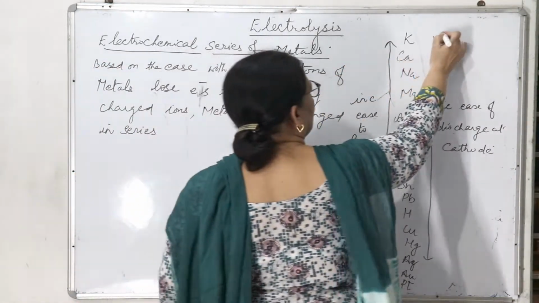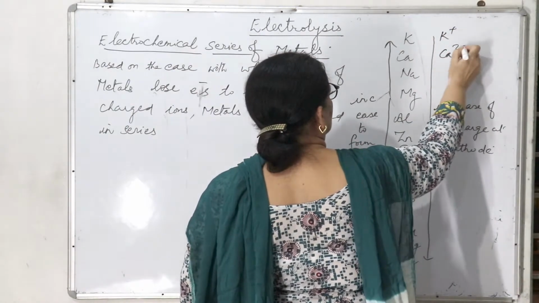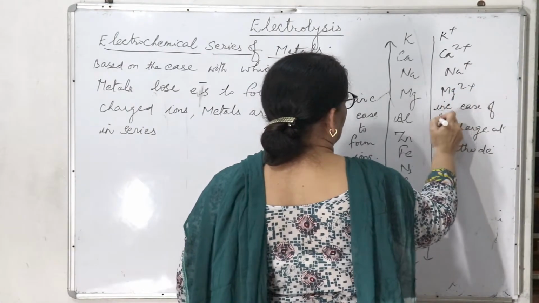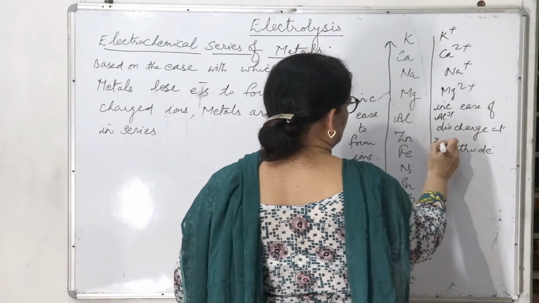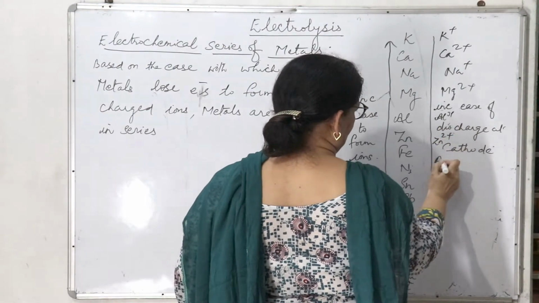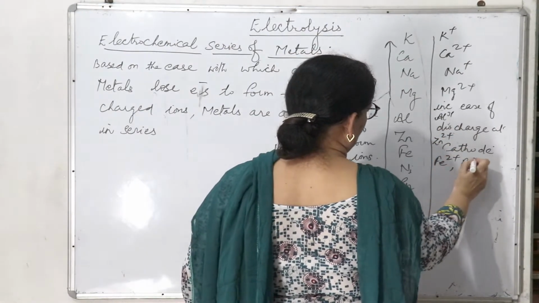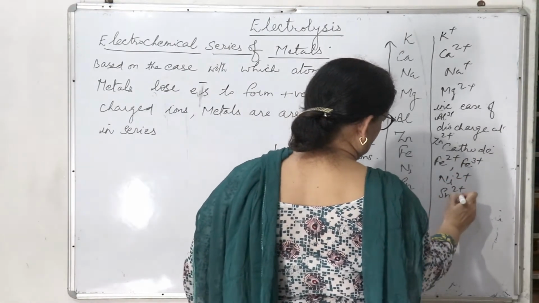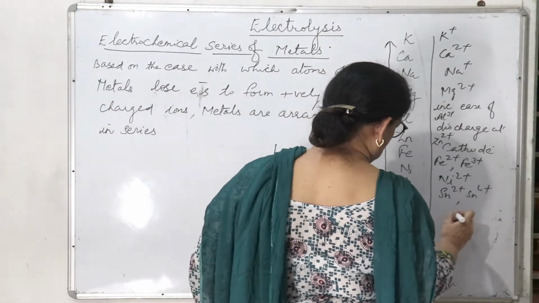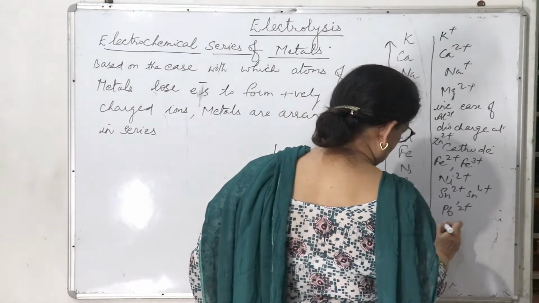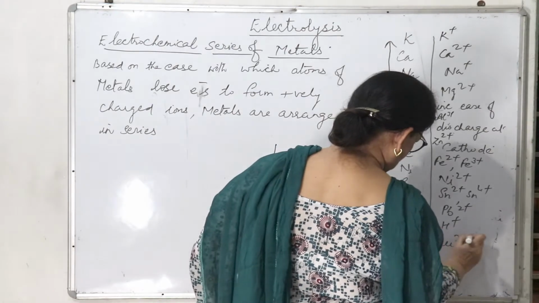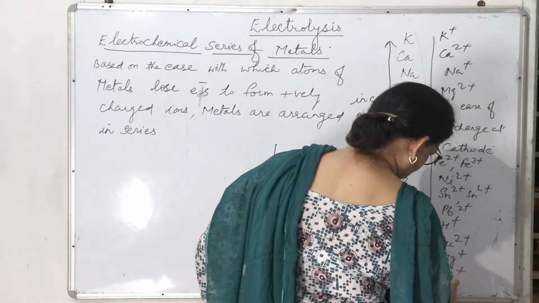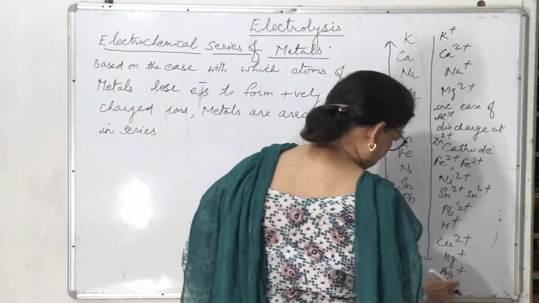Potassium can form the ion K+, then Ca2+, Na+, Mg2+, Al3+, Zn2+, Fe2+ or Fe3+, nickel Ni2+, Sn2+ or Sn4+, Pb2+, H+, Cu2+, Hg+ or Hg2+, Ag+, Au and Pt.